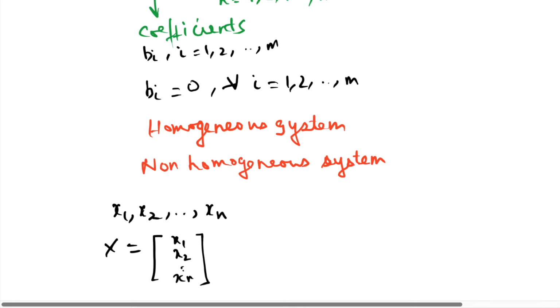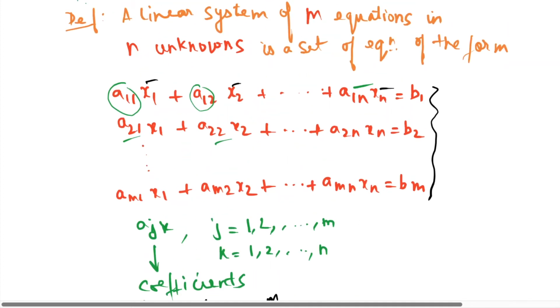It would be amiss if I did not discuss why this system of equations is known as a linear system of equations. The reason is that the power of the unknowns, that is x1, x2 till xn, is always 1. It's not 2, it's not 3, it's not a fractional power of x. So it's always 1. That's why the system is called a linear system of equations.